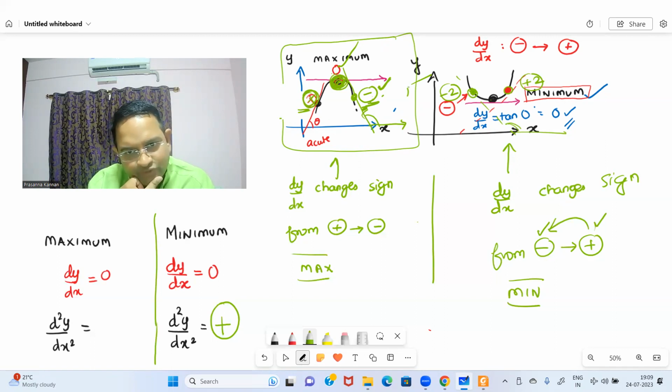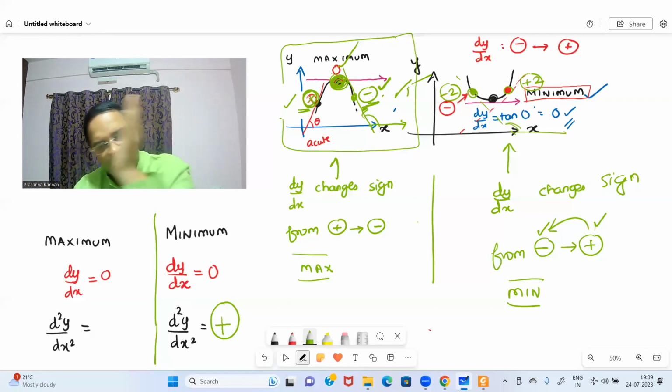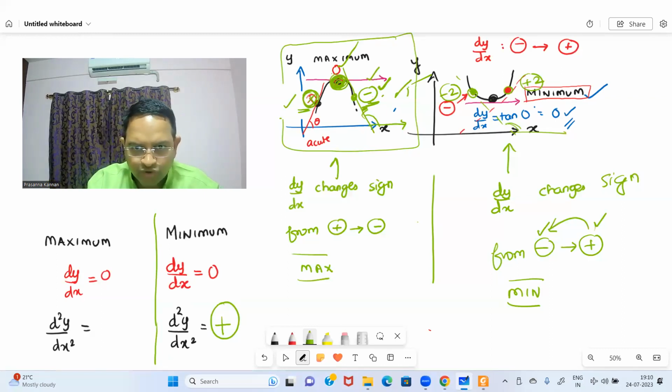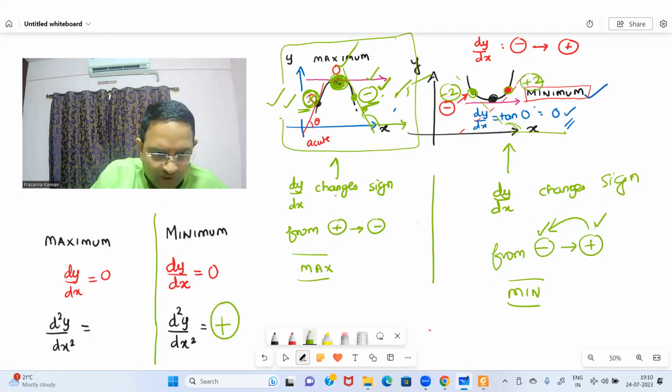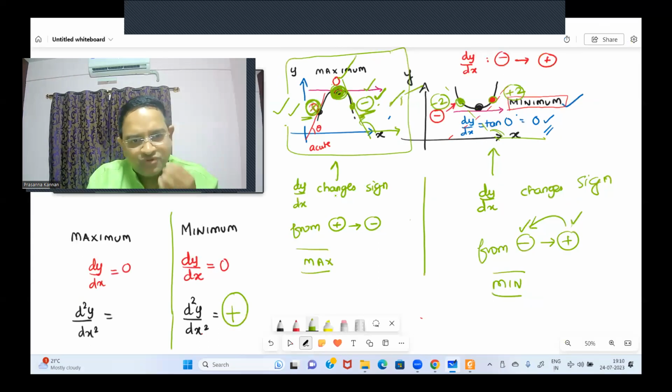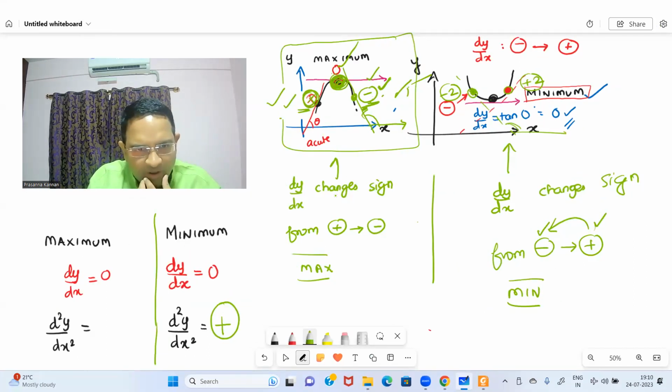So here you have negative slope. Here you have positive slope. So what is change in slope? Final minus initial value. Final slope minus initial slope. So negative minus positive. What do you get? Negative. So your d square y by dx square is a measure of change in slope. Change in dy by dx. So final value negative, initial value positive. Negative minus positive is what? Negative. That's it, guys.